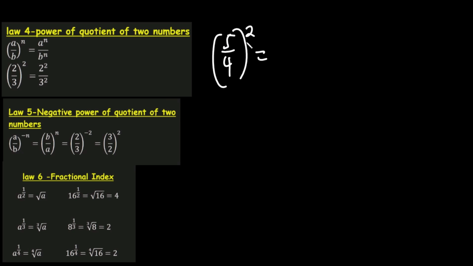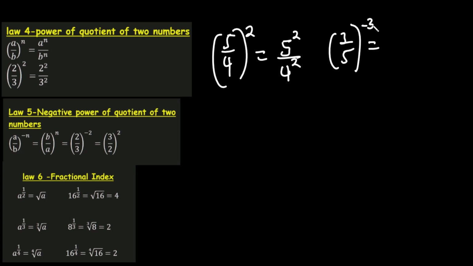Now this one means that this index, which is 2, is affecting both the 5 and the 4. So if you want to simplify this and remove the bracket, you can write the 5 raised to the power 2, and then also write the 4 raised to the power 2. So whether the index is negative or positive, we can also have (3 over 5) all raised to the power negative 3.